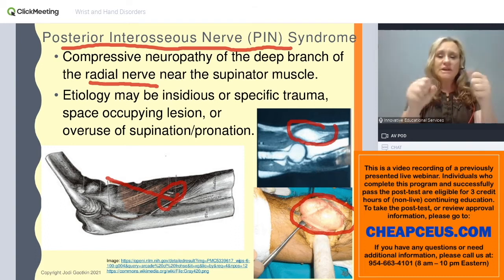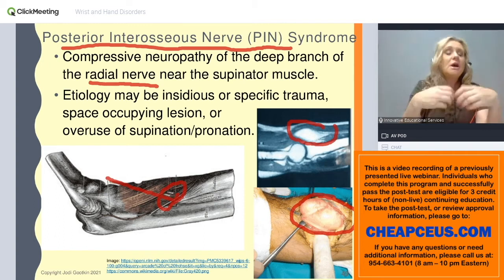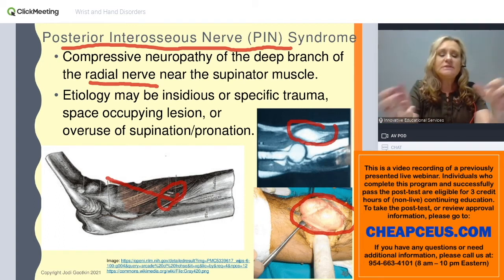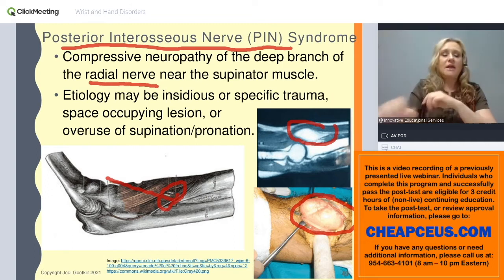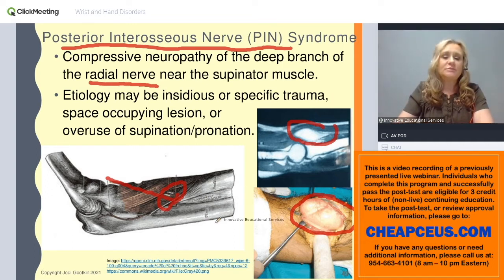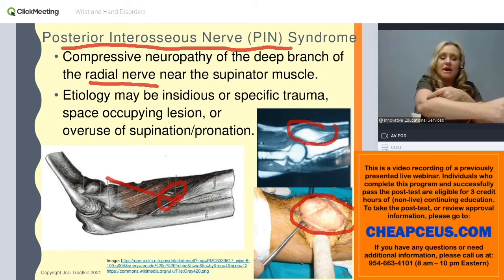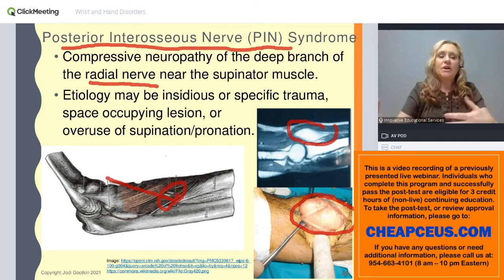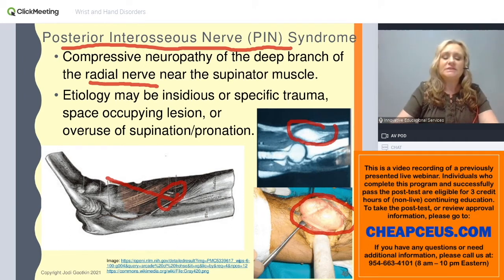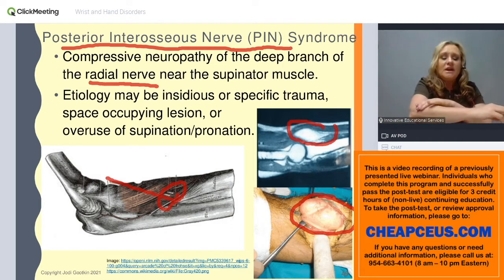Individuals who have work tasks where they're doing a lot of supination, bodybuilders sometimes, it may lead to hypertrophy and compression. Also, individuals who have had a radial head fracture or a displaced radial head, this can compress onto that nerve if the biomechanics are inappropriate in the area. And it may be months, years down the line that they're starting to present with this insidious onset kind of tenderness in that region.